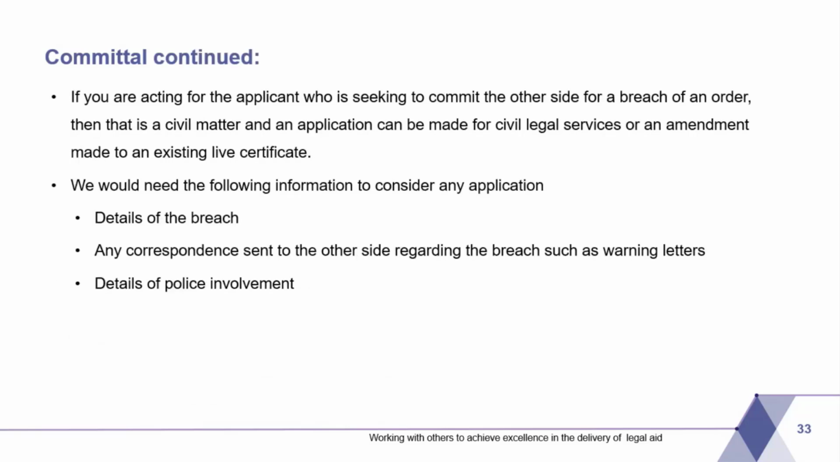If you're acting for the applicant who is seeking to commit the other side for a breach of an order, then that is a civil matter and an application can be made for legal aid, or you can seek to amend an existing live certificate. We would need the following information to consider any application. So we need details of the breach, any correspondence sent to the other side regarding the breach, such as warning letters, and details of any police involvement. That concludes that section. I will now pass you back to Peter.